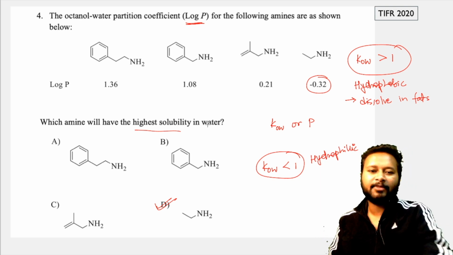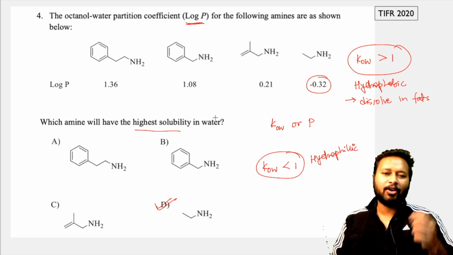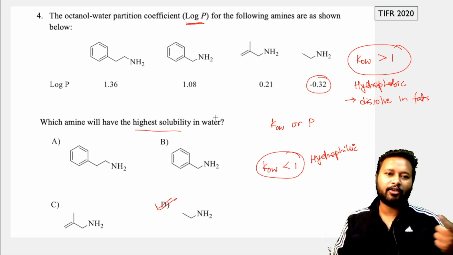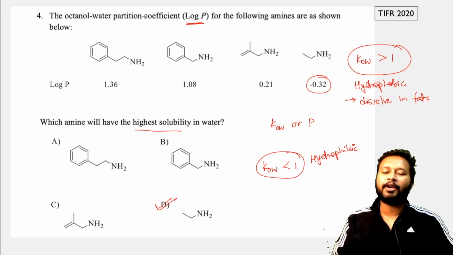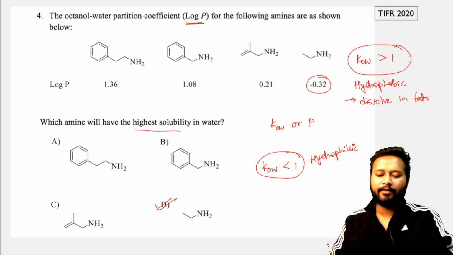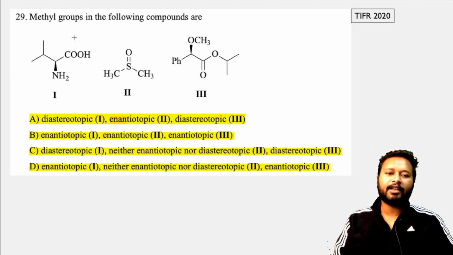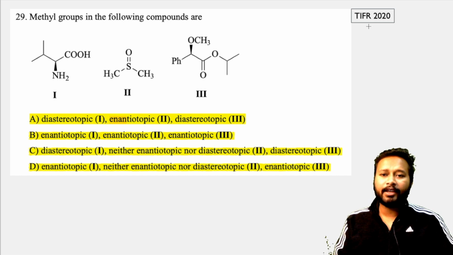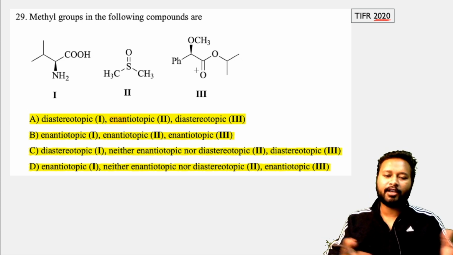Alright, I hope this question is quite clear. The only thing under discussion was the octanol-water partition coefficient, and I hope you have understood it. Okay, let's take the next question. Again, this question is from the TIFR 2020 exam. It says that the methyl groups in the following compounds are... Here methyl groups are in 1, 2 and 3. What is the relationship over here?